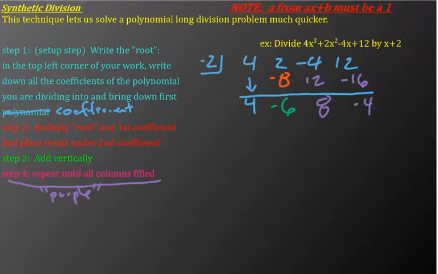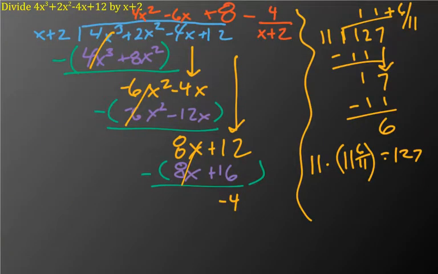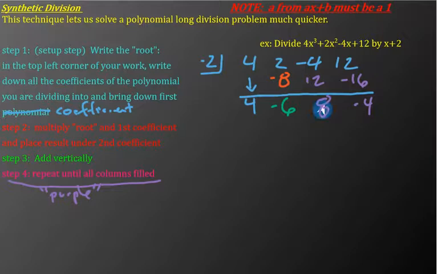Okay? And technically, we just finished. The long division is done. And if you look at this line, it relates to the first problem. So notice 4, negative 6, 8, negative 4. This line represents the results of the division, and it's just 1 power less than what we had as our max. So if we're dividing a cubic by a linear term, the result is going to be a quadratic.